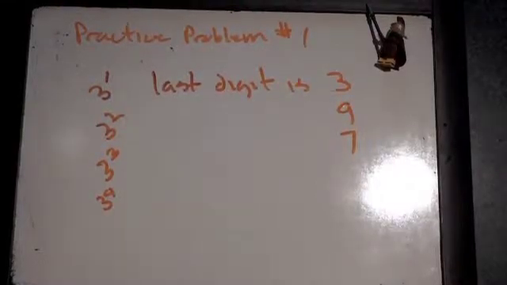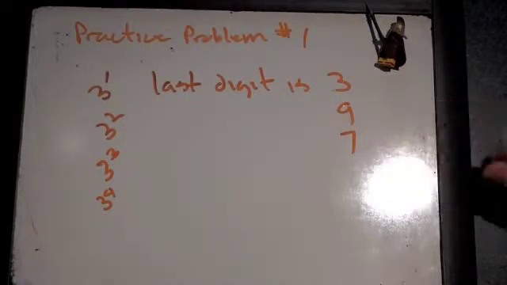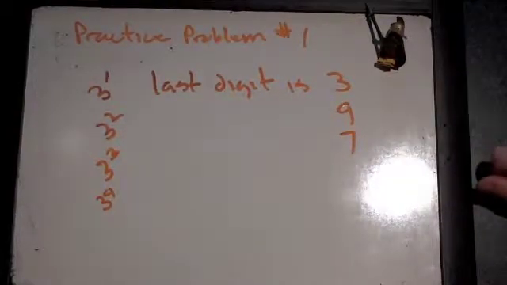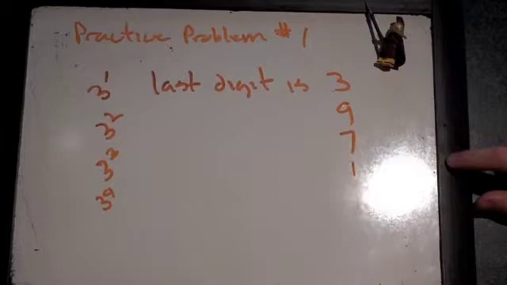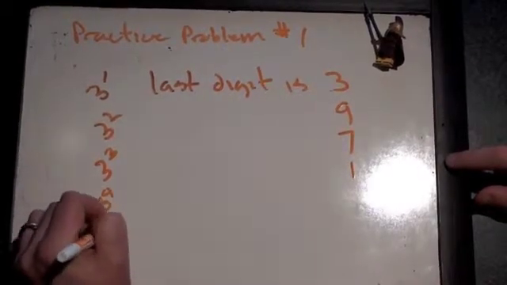Sorry about that. 3 to the 4th is 27. And so the last digit we're going to get by multiplying 3 times 7. So what's 3 times 7? 21. Okay, so the last digit's going to be a 1.